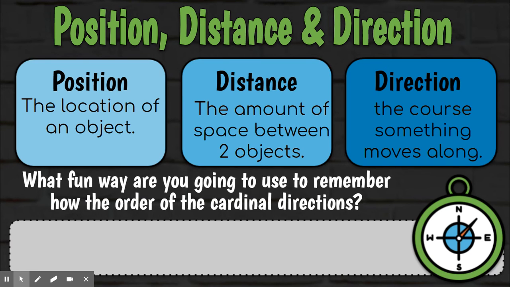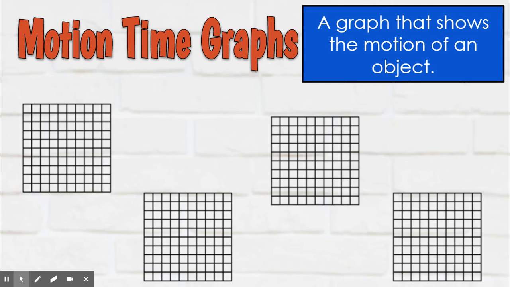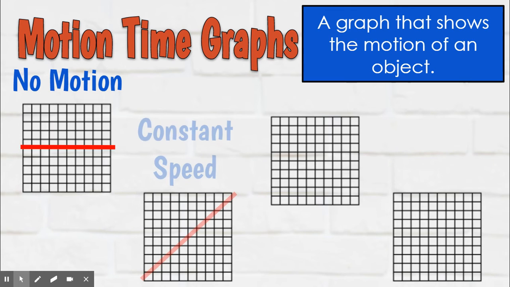What fun way are you going to use to remember the order of the cardinal directions? And we can skip to this too. Next, we're going to talk about motion time graphs. This is also called distance time graphs. So a graph that shows the motion of an object or the speed of an object. When you have a flat horizontal line, that means no motion. That means the person has stopped or the object has stopped.